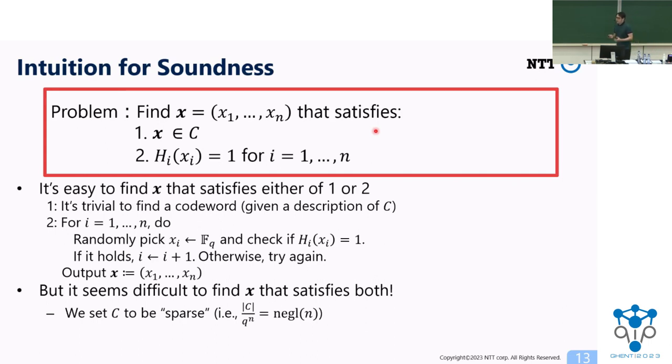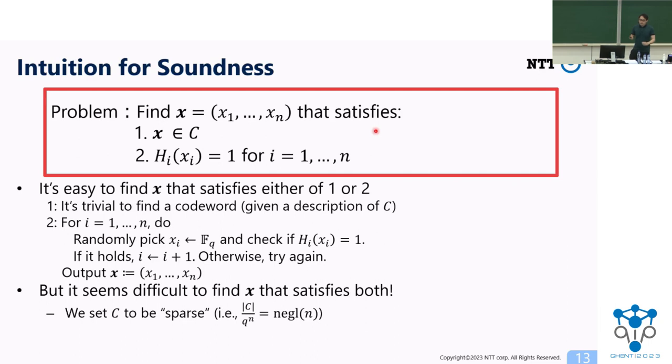For example, if we first pick x that satisfies 1 by using the trivial way, then the probability that x satisfies condition 2 would be very small, because if we first fix x, then the probability that hi of xi equals 1 is 1/2. And these are independent conditions, so the probability that this holds for all i is 2 to the power of minus n, which is very small.